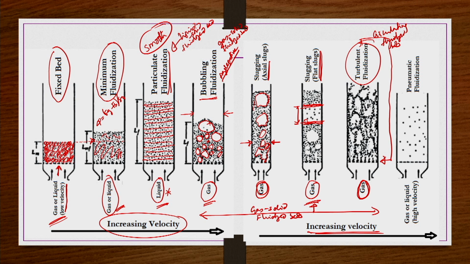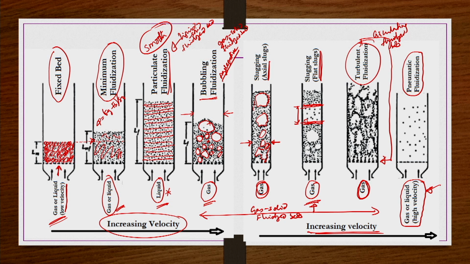Then if you further increase the velocity to very high velocities, particles are almost far away from each other, and particle transport will take place because of the pneumatic conditions that prevail because of the high velocities. Such a fluidized bed is known as pneumatic transport or pneumatic fluidization. Okay. This pneumatic fluidization may take place whether you have a gas or liquid fluidizing medium, but the velocity has to be very high.